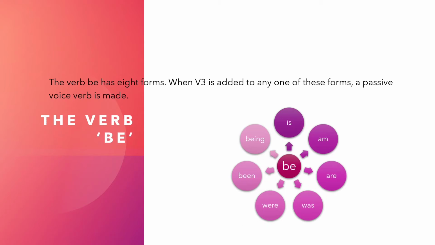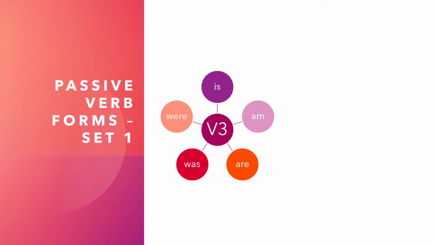This is a very important understanding you need to have, so that you can use active voice sentences and passive voice sentences according to your requirement. Here it is, set 1. You have to understand it like is plus V3, am plus V3, are plus V3, was plus V3, or were plus V3. V3 is the common thing in every construction. So you have to say that is plus V3.